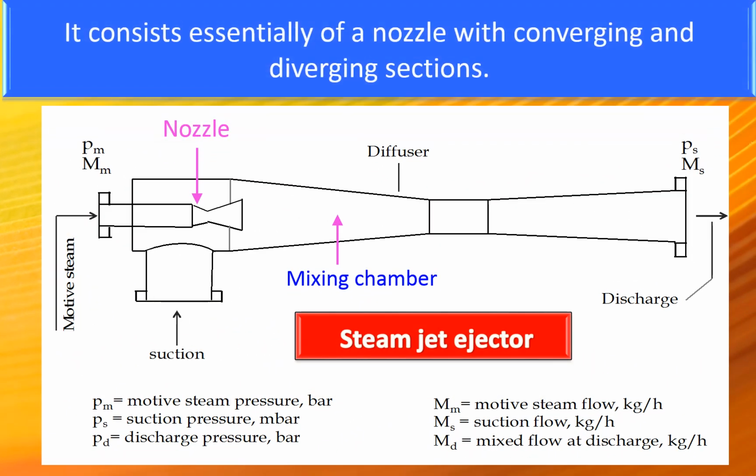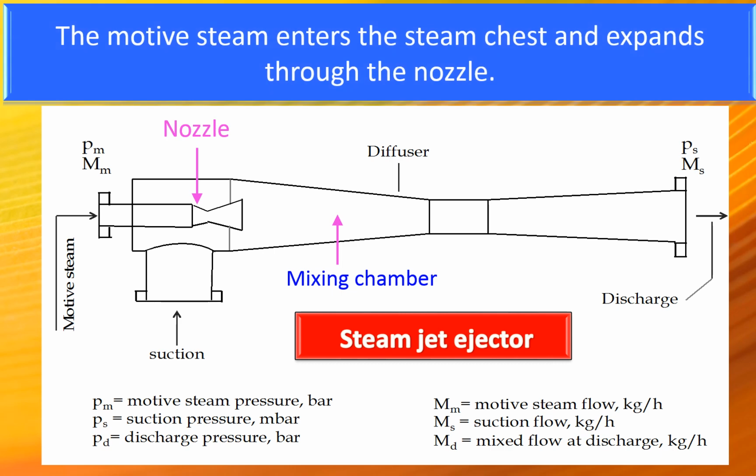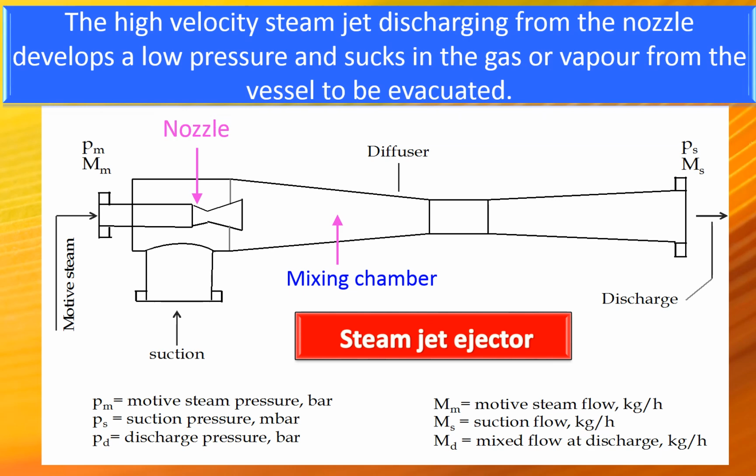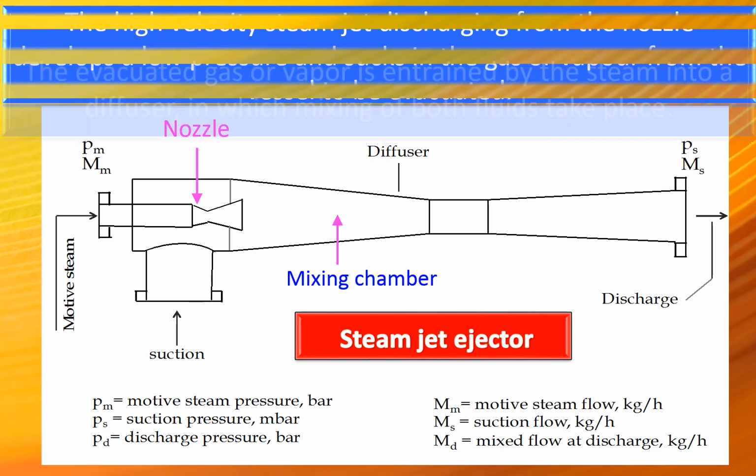The ejector consists essentially of a nozzle with converging and diverging sections. The motive steam enters the steam chest and expands through the nozzle. The high velocity steam jet discharging from the nozzle develops a low pressure and sucks in gas or vapor from the vessel to be evacuated.